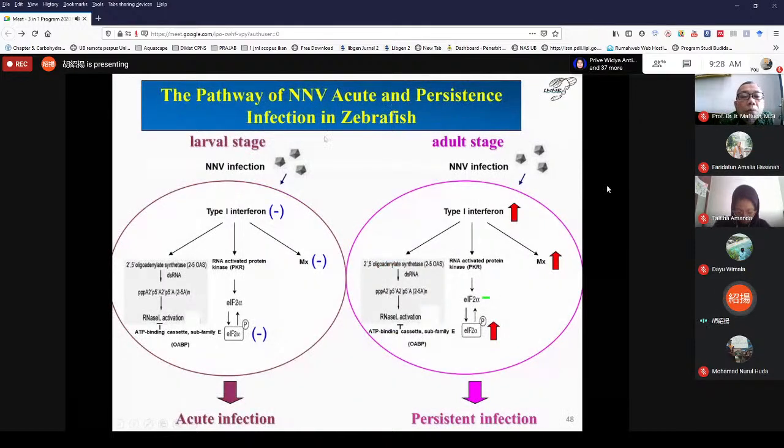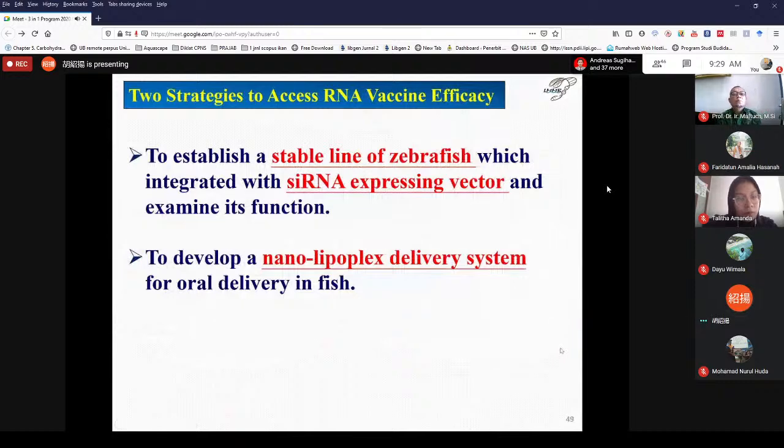So here is a mechanism for the pufferfish in the larva stage and adult stage. When NNV infects, because at the larva stage there is no interferon, it cannot activate eIF2 alpha. So at the larva stage, it is called acute infection. In the adult stage, because the immune system has already matured and already has interferons, they can activate eIF2 alpha, which suppresses the viral RNA and viral replication, something like that. So they can survive. So it's called persistent infection.